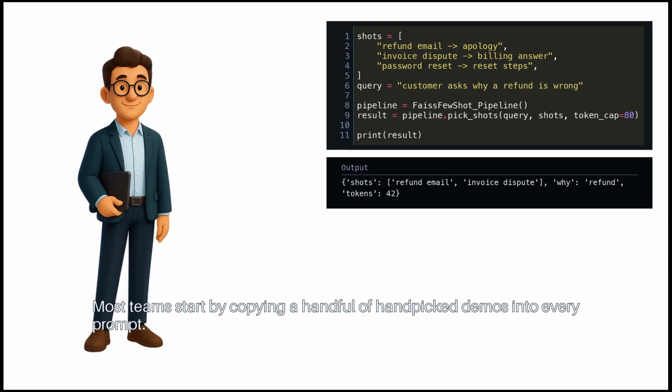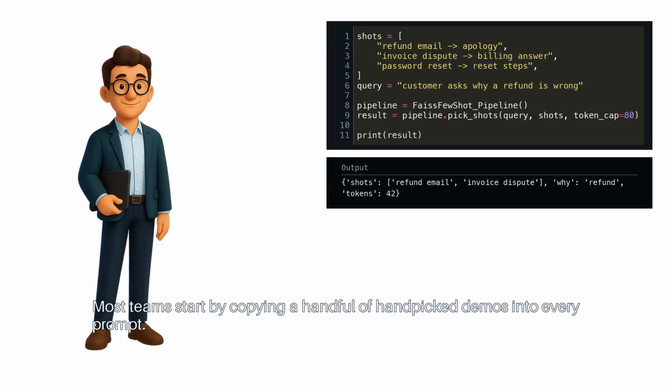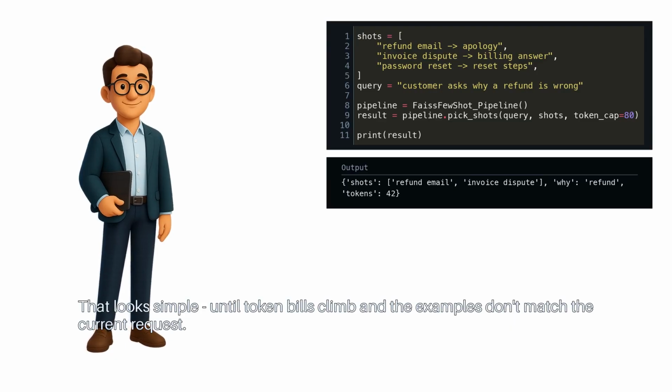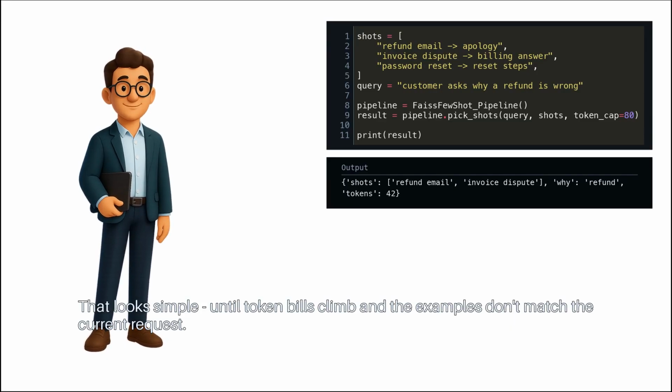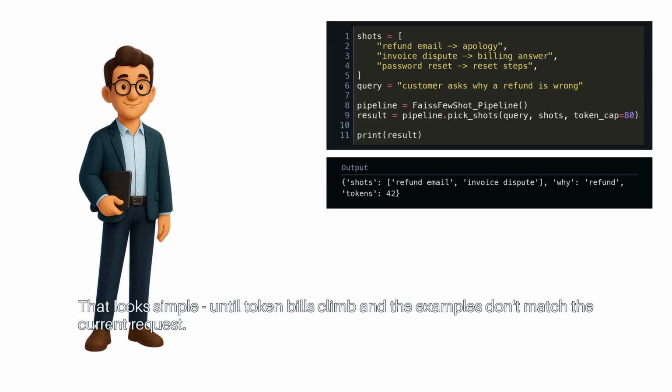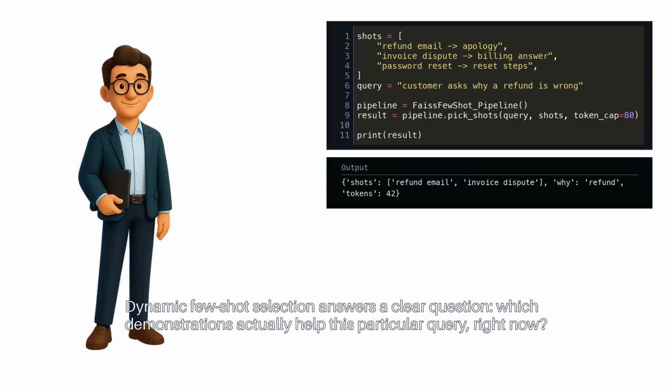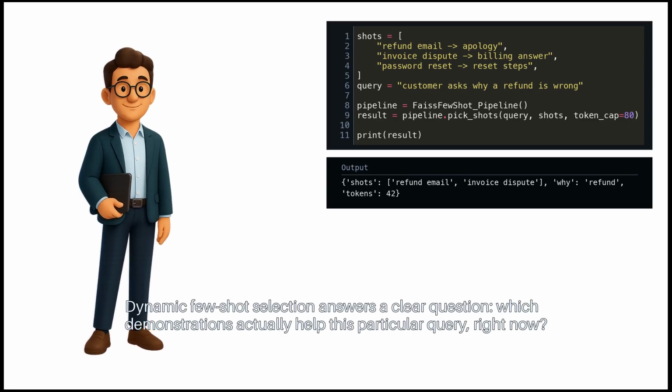Most teams start by copying a handful of hand-picked demos into every prompt. That looks simple, until token bills climb and the examples don't match the current request. Dynamic few-shot selection answers a clear question. Which demonstrations actually help this particular query right now?